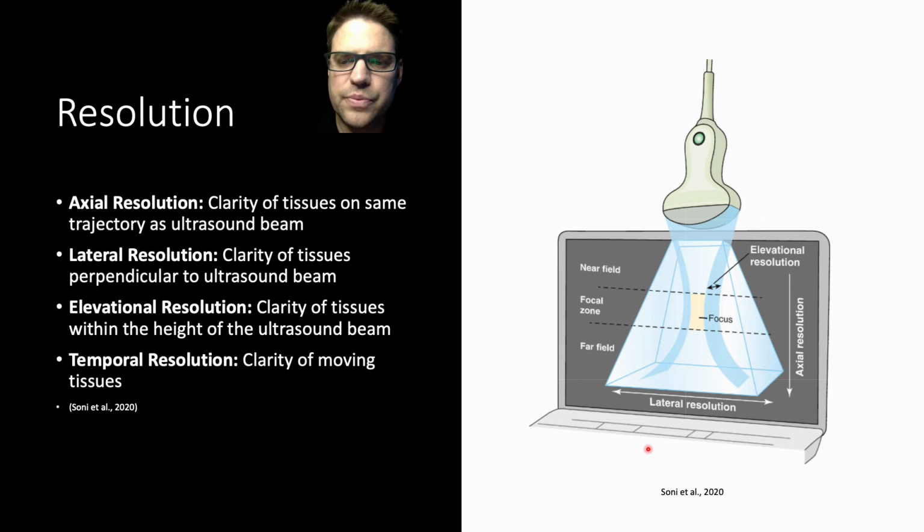Lateral resolution is the clarity of tissue and structures that are perpendicular to the ultrasound beam, and this is lateral resolution, going off to the sides. The best lateral resolution is at the narrowest section of the ultrasound beam called the focal zone, right there.